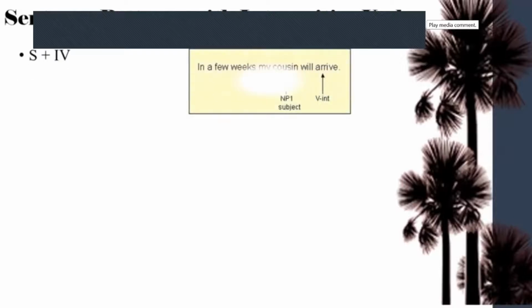Now let's look at sentence patterns with intransitive verbs. Remember, an intransitive verb does not need any information after it for the sentence to be complete. In this case, in a few weeks, my cousin will arrive. My cousin is the subject, will arrive is the intransitive verb. Notice that is a complete thought, my cousin will arrive.